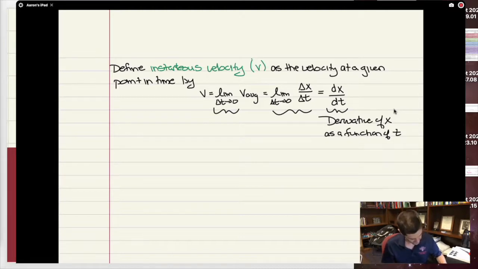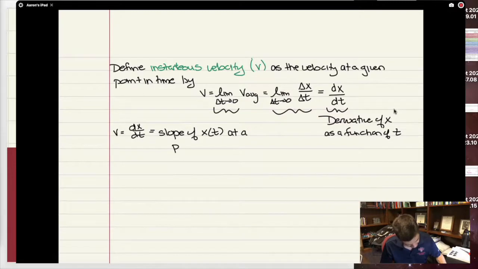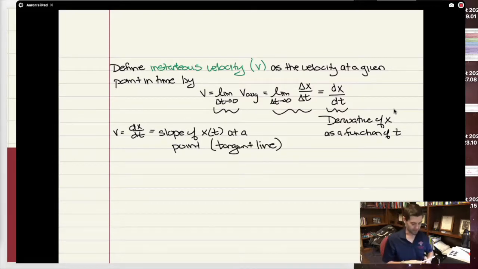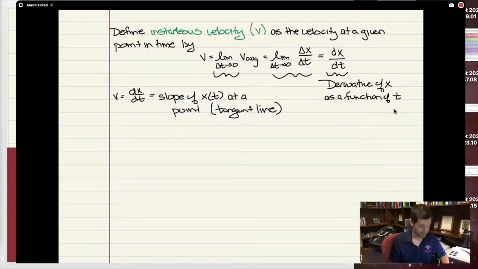In this class, you can essentially just think of derivatives as slopes. So v, or dx dt, equals the slope of x as a function of t at a point. And this relates to what the Calc 1 folk will learn soon. This relates to something that's called the tangent line. So let me just draw that out and sketch an example of this.